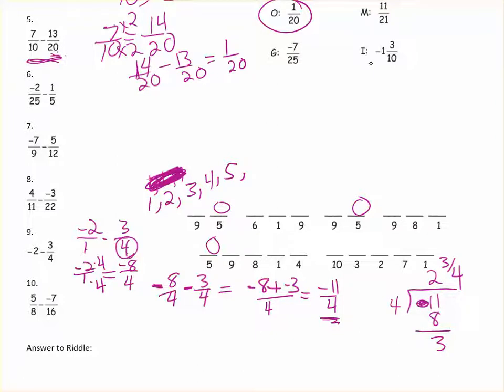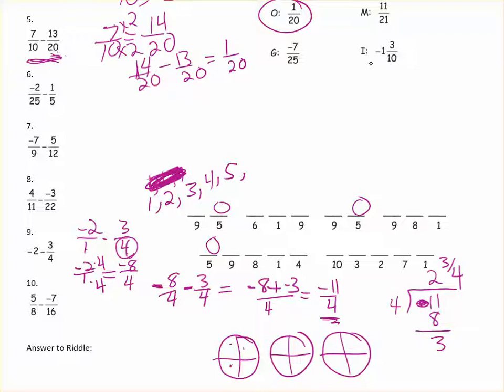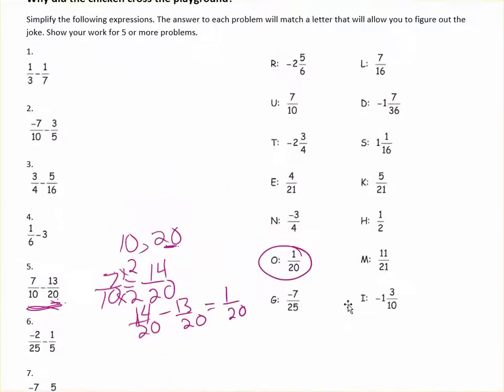Here's another way to think of this. It's 11/4. So I have a pie divided into fourths. How many of those pies do I have to get 11 pieces? 1, 2, 3, 4, 5, 6, 7, 8, 9, 10, 11. I need 2 whole pies plus another 3/4 of a pie to equal 11/4. Okay, so negative 2 3/4.